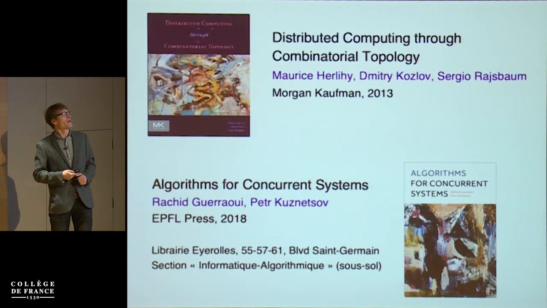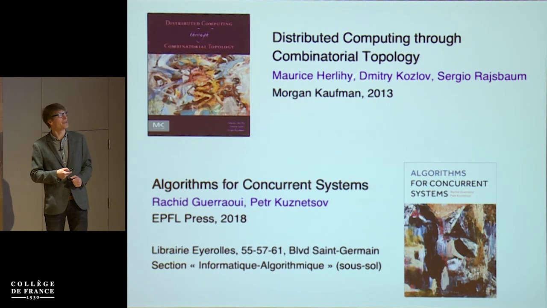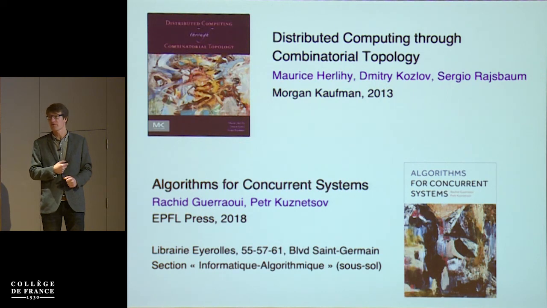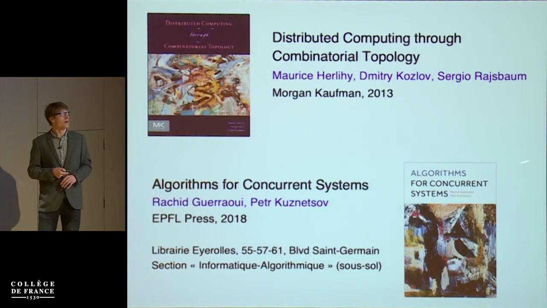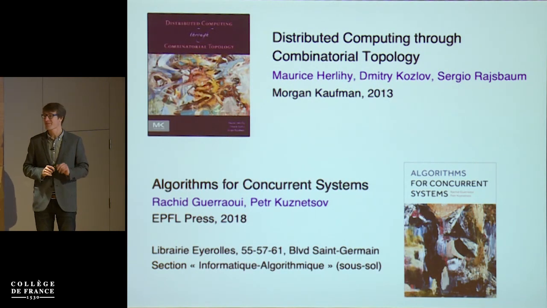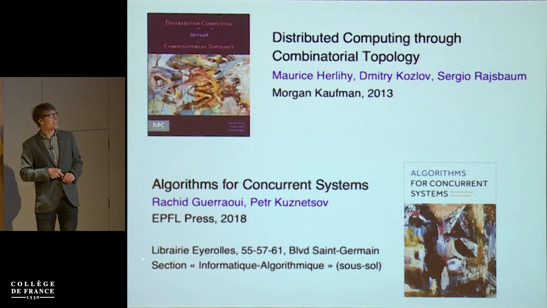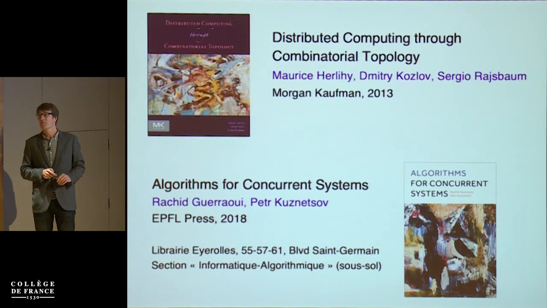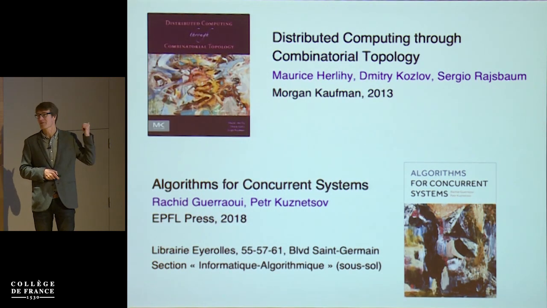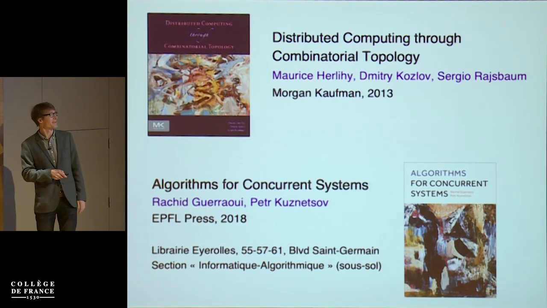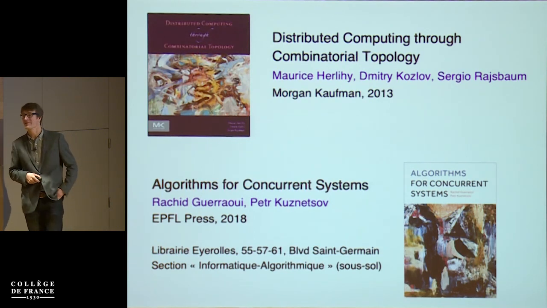Okay, so about the sources of information. There is a book which has been published already 5 years ago. It gives a very nice introduction to the field of distributed computing from the topological perspective, by Maurice Herlihy, Dmitry Kozlov, and Sergio Rajbaum. And for a more operational perspective, I still give a little bit of advertising. The book is not yet available online, but you can go to this Librairie Eyrolles, which is just next door on Boulevard Saint-Germain. It's already there. I checked in the underground floor, so you can find it in the Informatique Algorithmique section.